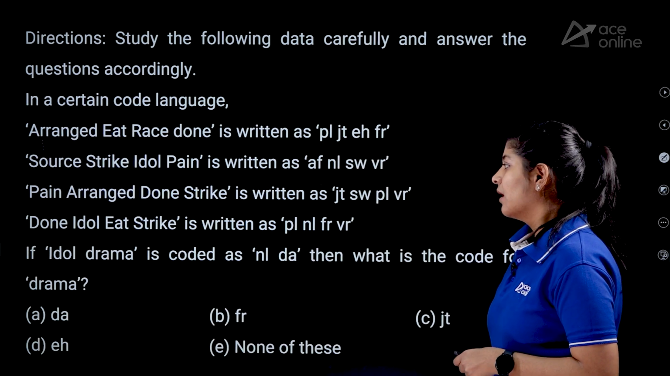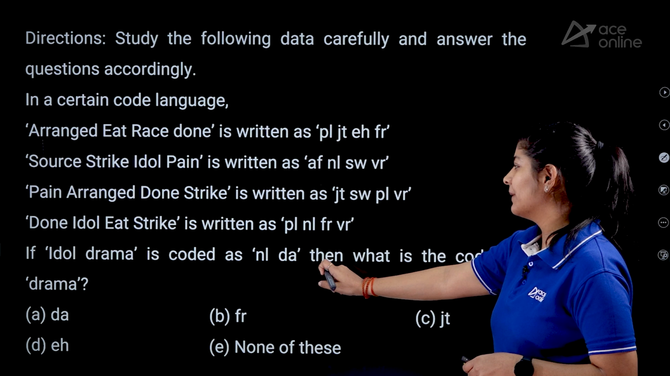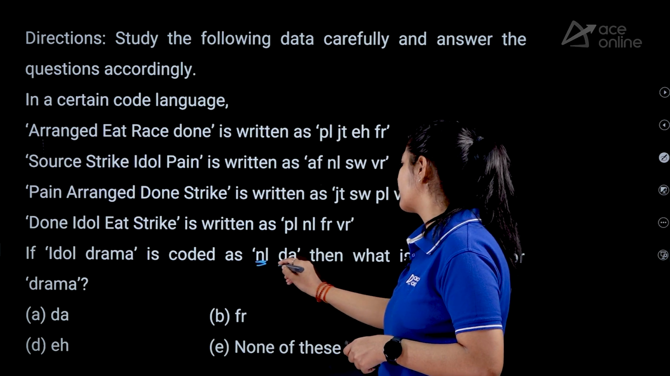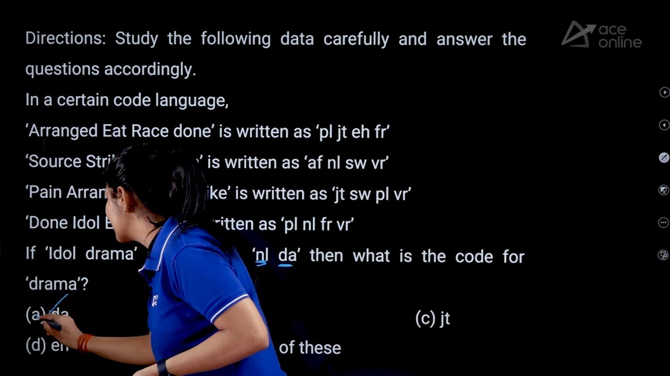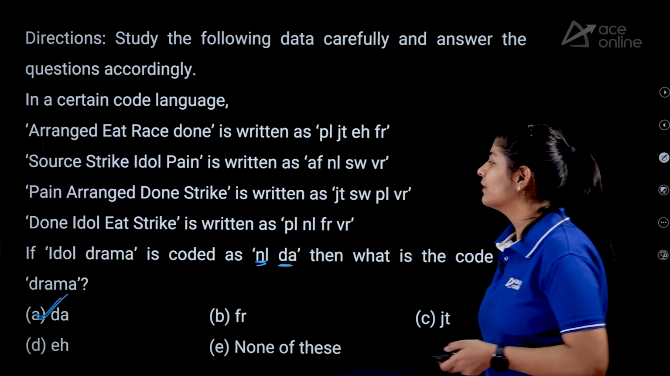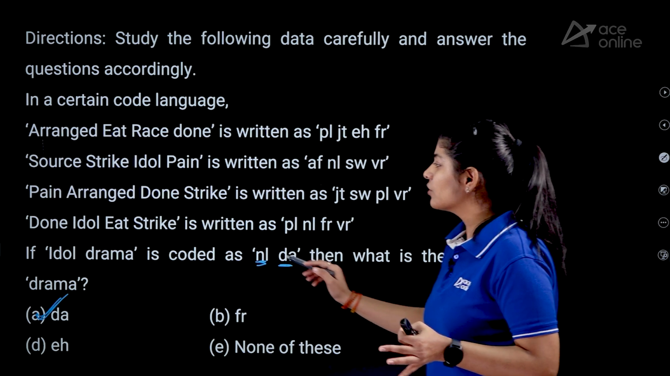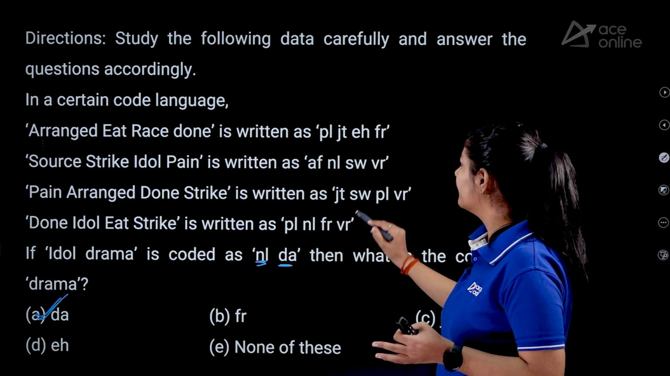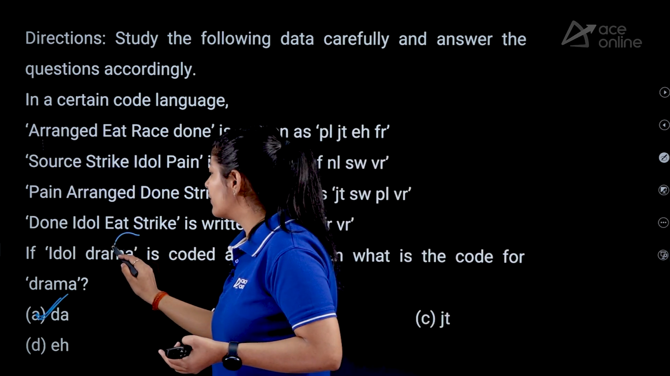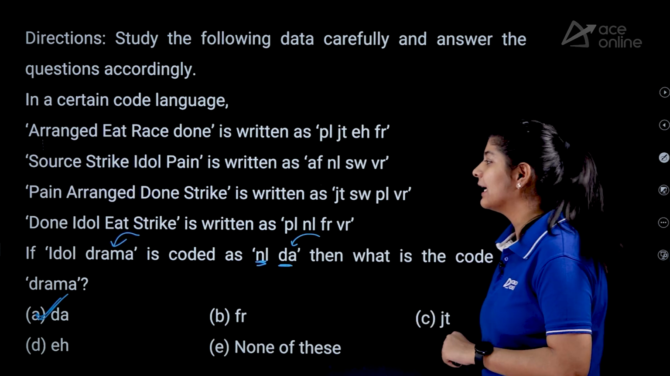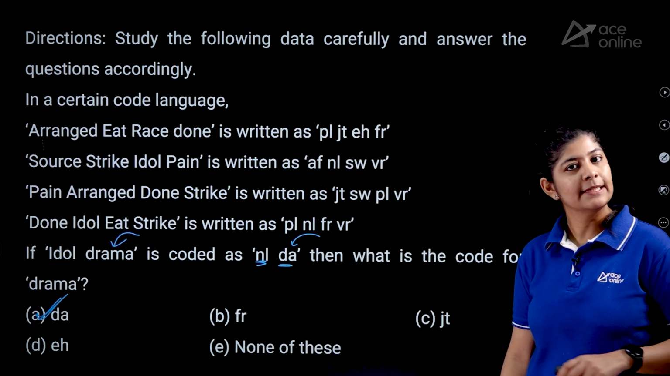Next. Okay, if idle drama is coded as this, that means this is for the idle and this is for the drama. Then what is the code for drama? That is nothing but D. It's a very simple code. Or you can also determine it by elimination, because you know that here the word idle is used and here we are not having the DA code. So DA is a different code, obviously used for a different word. So we can easily say that this is used for drama. Is it clear?